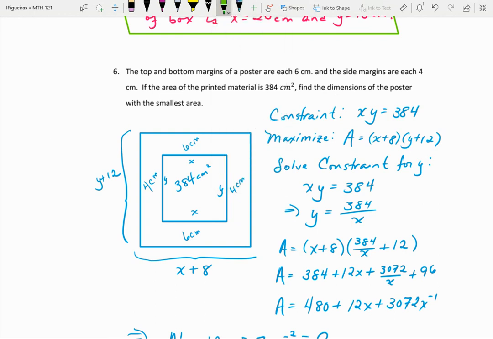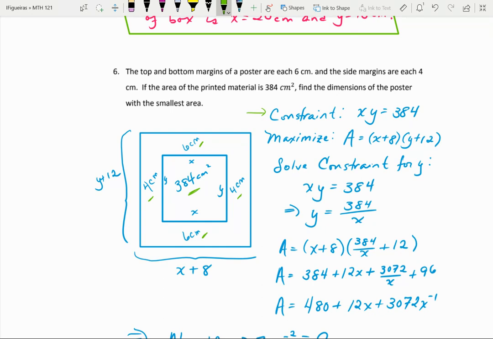Okay, I'll make it green. So here are our margins. I have a 6 centimeter margin at the top and bottom. So that's the border part of this poster. And then I have 4 centimeter margins on the sides. The inside of the poster, that's where the printed material is. We're told that that is 384 centimeters squared. So that is your constraint, that the inside of my poster has an area of 384.